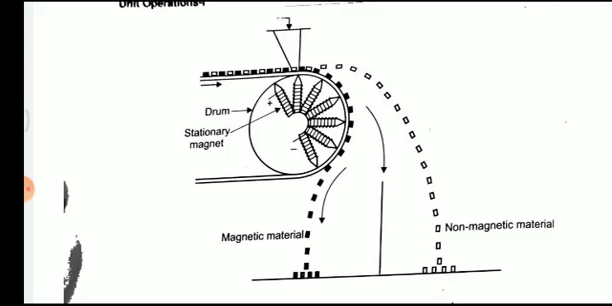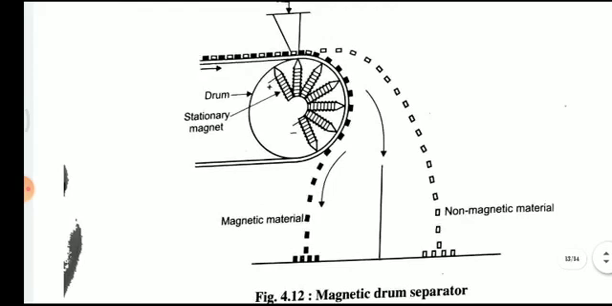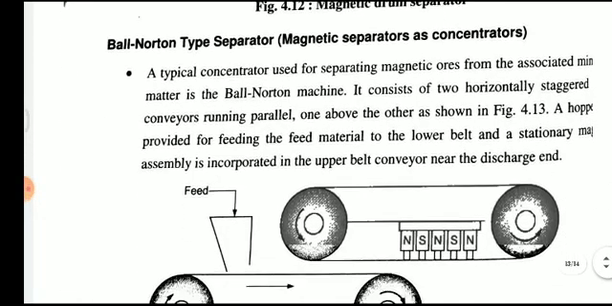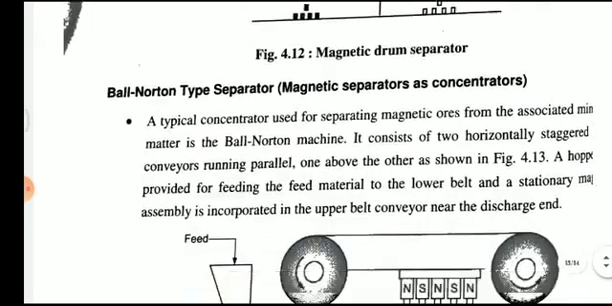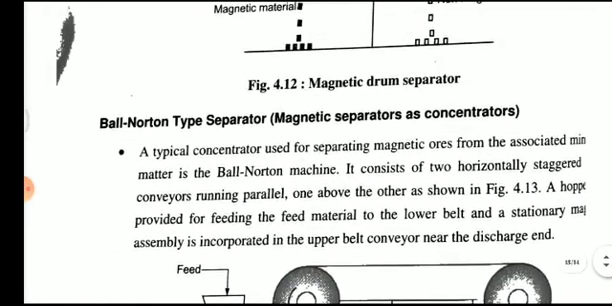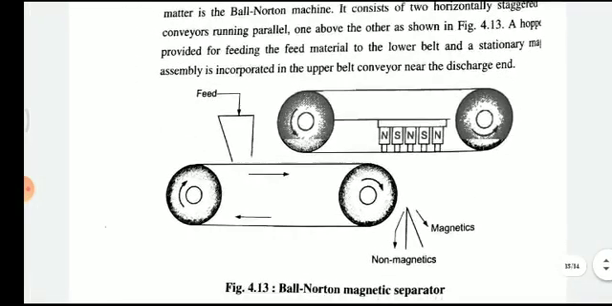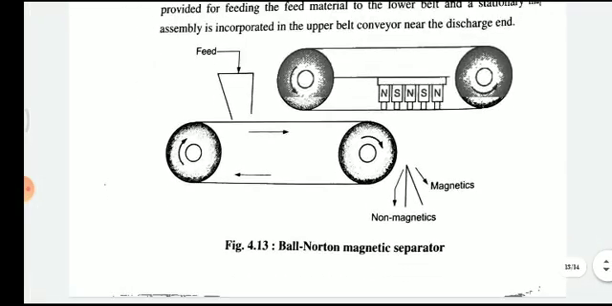by the centrifugal force. So it can be separated by the splitter, and the non-magnetic material is separated far away from the magnetic material, and the magnetic materials are collected at the bottom of the part. So this is the working principle of the magnetic drum separator.